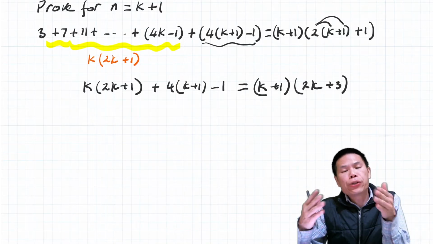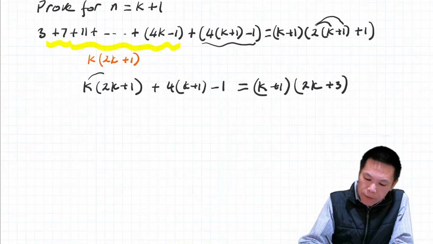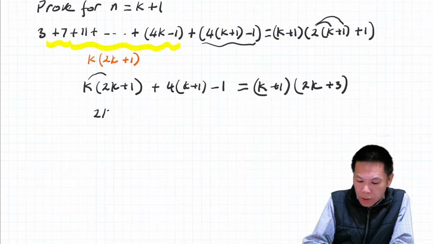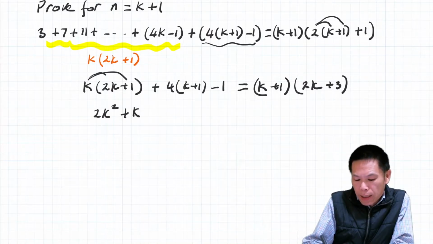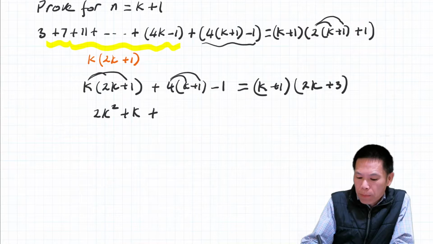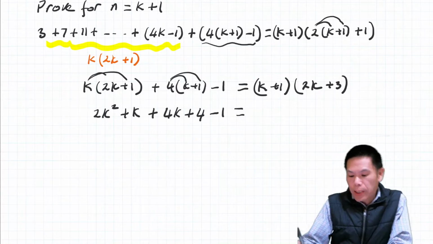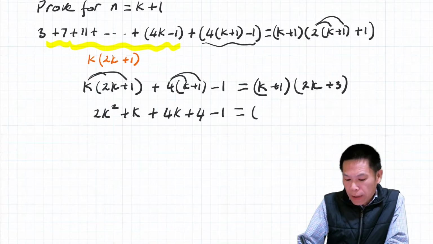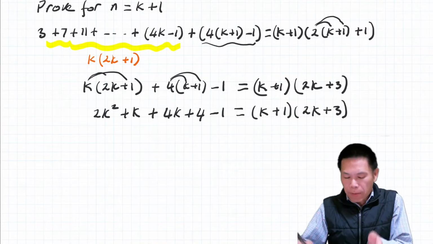So now I just need to simplify the left hand side first. I just expand this first, so that gives me 2k squared, and this times this together gives me k, and we add 4k plus 4 and then minus 1. And on the right hand side, I just write this out: k plus 1, 2k plus 3. So now I just simplify a bit further.